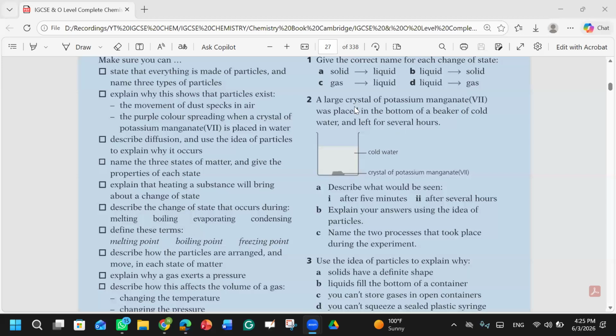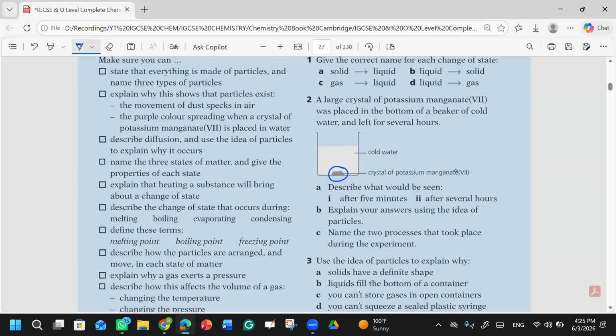Okay, over here we have question 2. A large crystal of potassium manganate was placed in the bottom of a beaker of cold water and left for several hours. Now what they are saying, you have a crystal of potassium manganate and you have cold water. Describe what could be seen after 5 minutes. What could happen after 5 minutes?